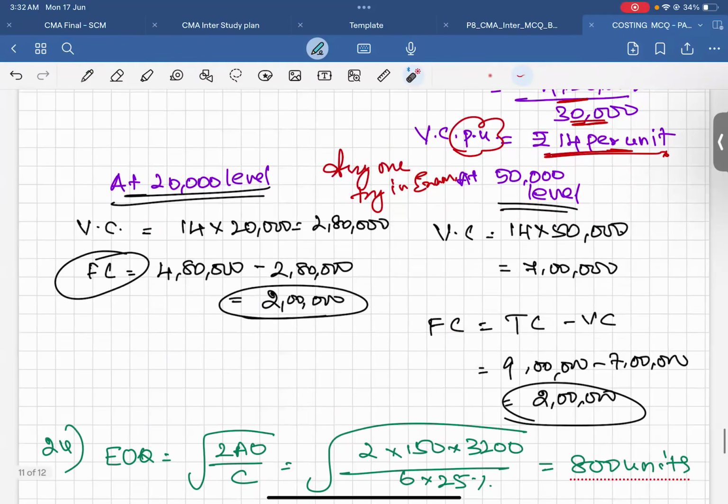But we need 20,000, which is an easier thing. Variable cost is rupees 14 into 20,000, that is 2 lakh 80. The total cost is 4 lakh 80, out of which 2 lakh 80 is gone. So 2 lakh is a fixed cost.